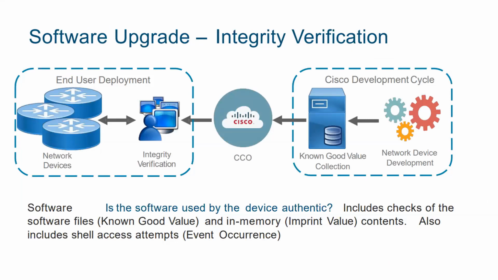We talked about integrity verification. Another capability of DNAC is to run integrity verification. We can do that with what we call known good values, or KGV. These are files in JSON format. Cisco has these files for every platform and for every image. We can download them using our CCO account, and we can upload them to DNA.